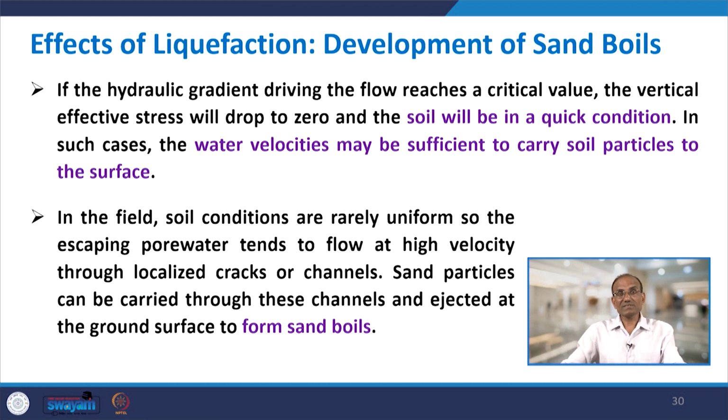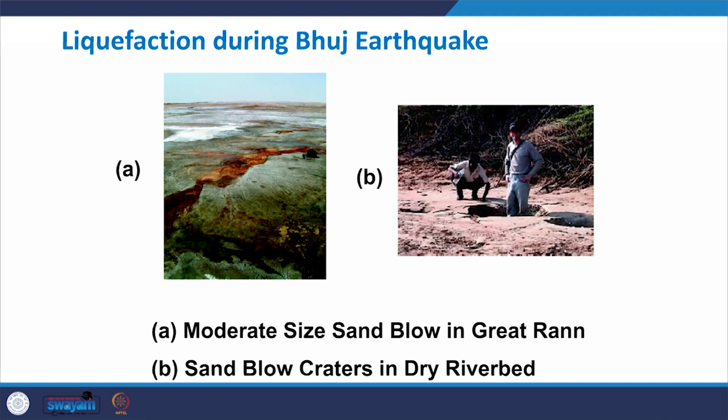In the field, the soil conditions are rarely uniform. So, the escaping pore water tends to flow at high velocities through localized cracks or channels. Sand particles can be carried through these channels and ejected at the ground surface to form what are called sand boils. For example, here are some of the sand boils observed during the 2001 Bhuj earthquake. In figure A, a moderate size sand blow in Great Run is shown, and in figure B, sand blow craters in a dry river bed are shown.